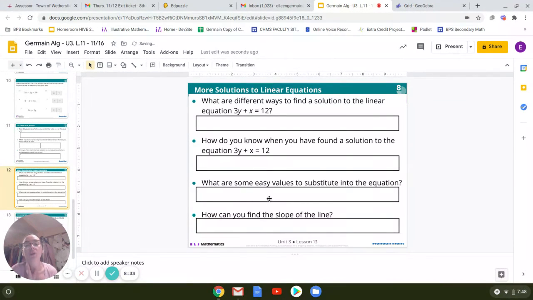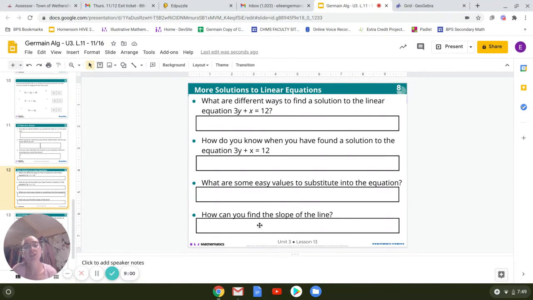So then now, what are some easy values to substitute into an equation? If you're trying to find an easy one, what's an easy value to substitute into an equation to find that y or x? So it might be easy to plug like the number 1 in, or just give me some examples of some numbers that might be easy to substitute in and solve for.